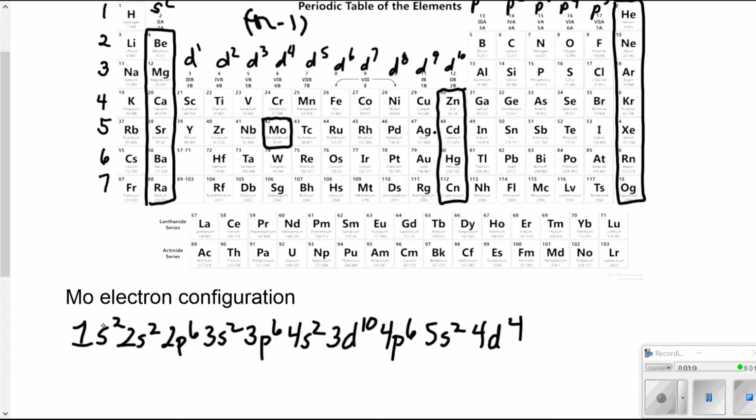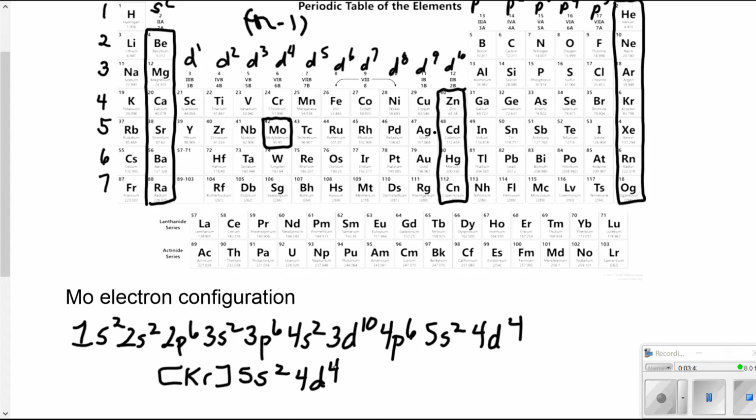If we added everything up, you'd notice that it does equal 42. So 2, 2, 6 is 10, 2, 6, 2 is another 10, so that's 20, 30, and then 38 and 4 is 42. So we package all that up to 4p6, put that in brackets, and we call that Kr. Then what we can focus on is that last part of the story: 5s2, 4d4.